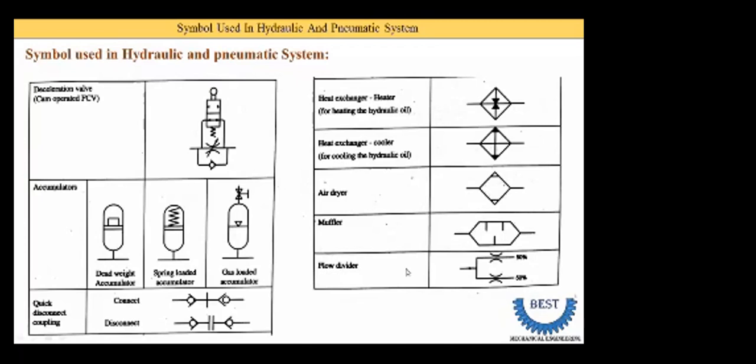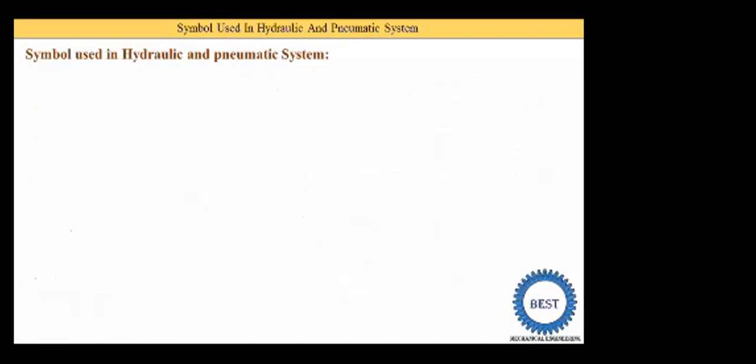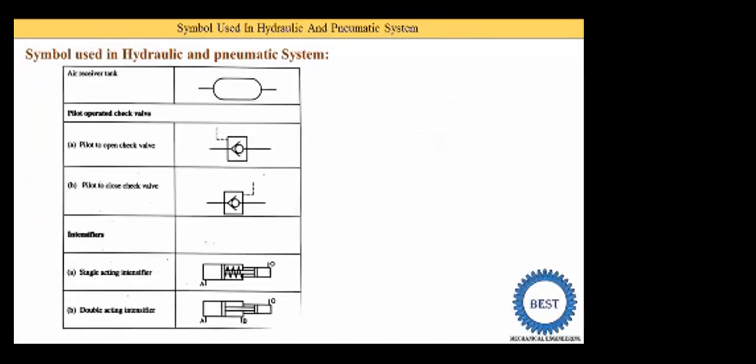Next one is the flow divider, meaning flow coming from the third pipe is divided in two directions. Here one FCV is provided and here another FCV is provided, and the flow is written as 50-50%. It is also possible that it is divided in three directions, that is, in some pipe 30%, in some pipe 20%, in some pipe 50%. Okay, now one more symbol is for the air receiver tank. This is the symbol for the air receiver tank.